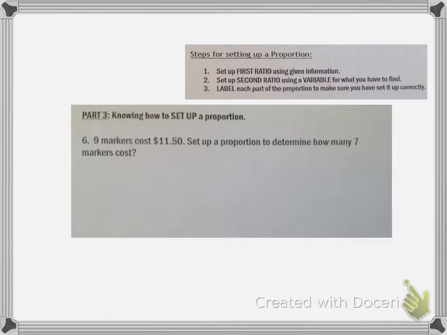I have 2 more problems. Number 6 says part 2. This should say part 3, it should say part 2. Knowing how to set up a proportion. 9 markers cost $11.50. Set up a proportion to determine how many markers, or 7 markers cost.